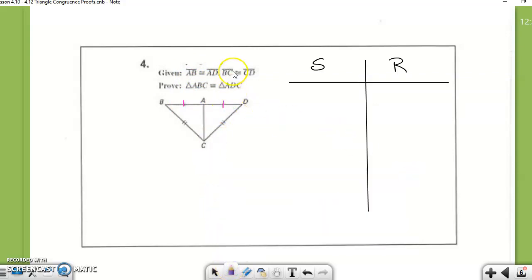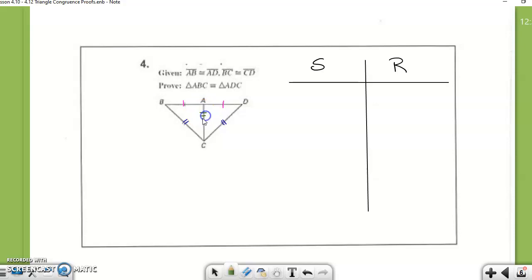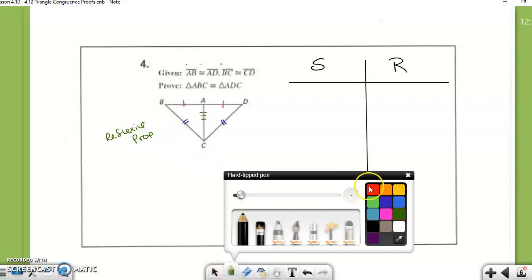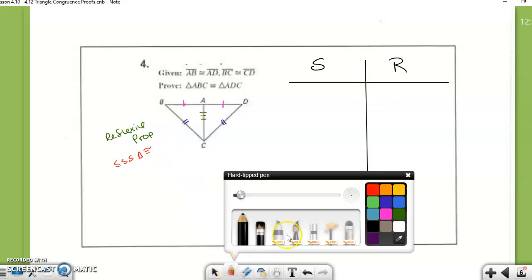Let's look some more. I've got BC is congruent to CD. Okay, so I'll make that statement and that it's given. Now looking at the diagram, I'm thinking, is there anything else I can mark? Well, I know that AC is congruent to itself because of that reflexive property. So I'll have to make that statement and use that reason. Now, okay, I'm looking at it and I see that I've got side, side, side. So I know I'm going to use side, side, side, triangle congruency. Now I'm ready to start my proof.